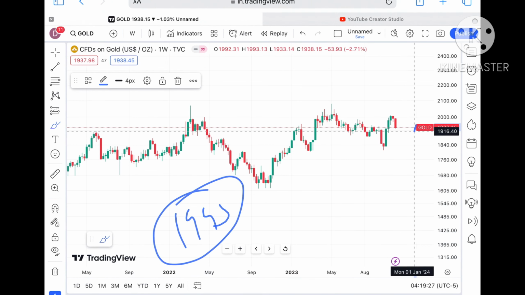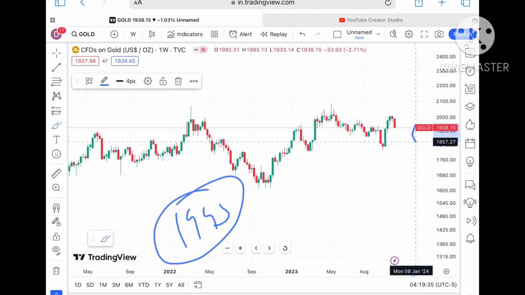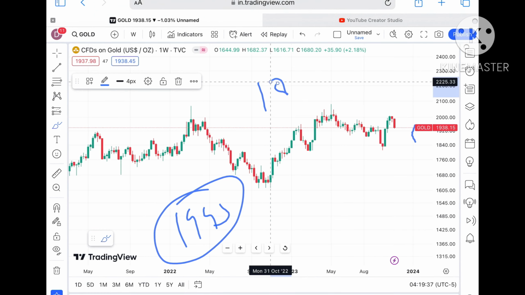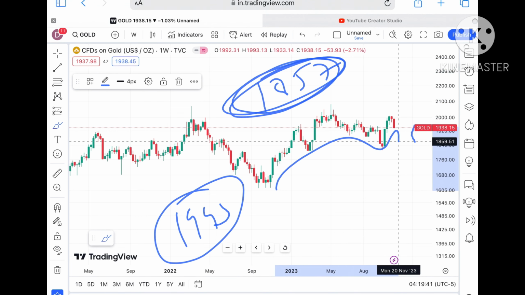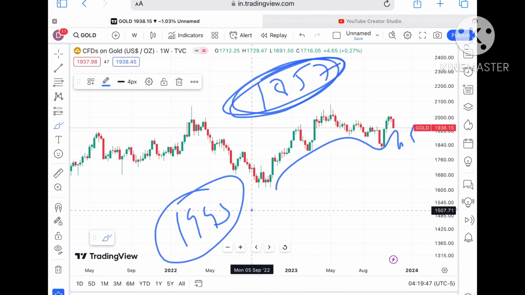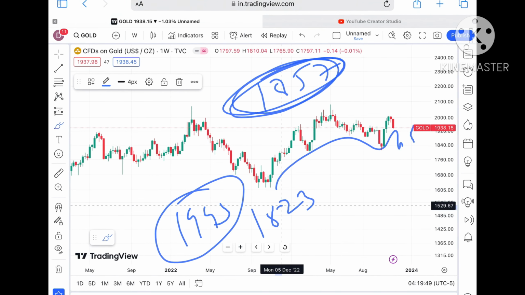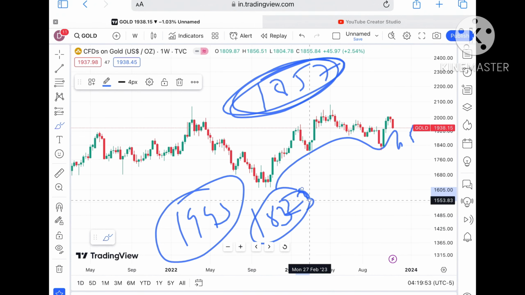So if it moves below a level of 1887, then a probability of going towards 1879 will be there, to a level of 1870, and if that level goes further down, then a probability of touching a level of 1857. And as I've already told you, once it starts moving below 1857, then the probability is higher of going further down towards 1848, and then from there to a level of $1832. If it moves below that level, I'll make another video explaining where it can go.